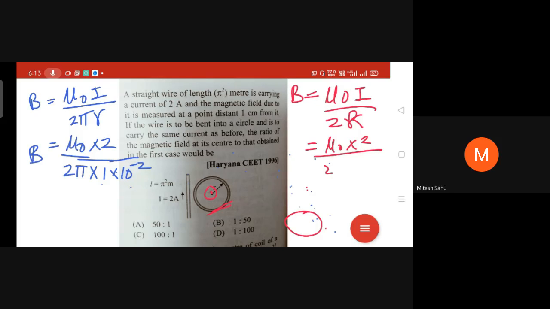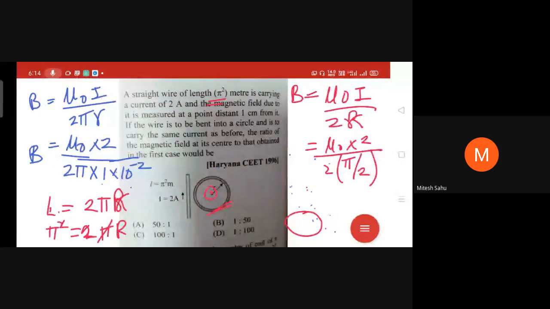So the length of the wire, suppose I represent it by L. Then the same wire is bent into a circular shape, I have taken the radius of the circle as capital R, and the length of the wire is pi square. So pi, one pi will cancel, and what will be the value of R? The radius is pi by 2. So what radius has come? Pi by 2. So the 2-2 cancels, and what is left here?